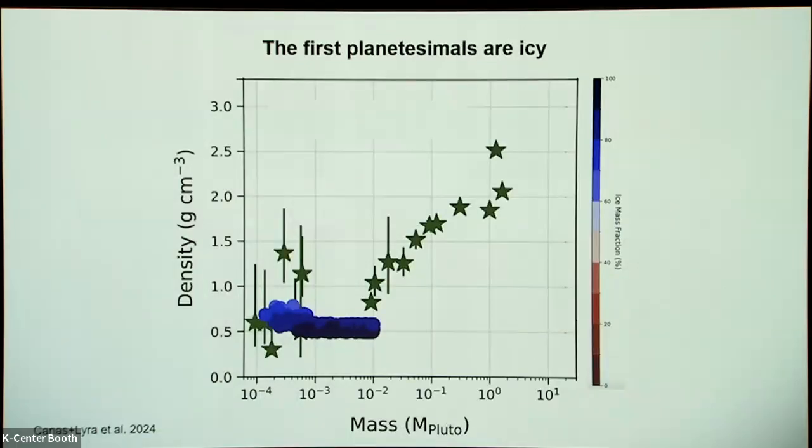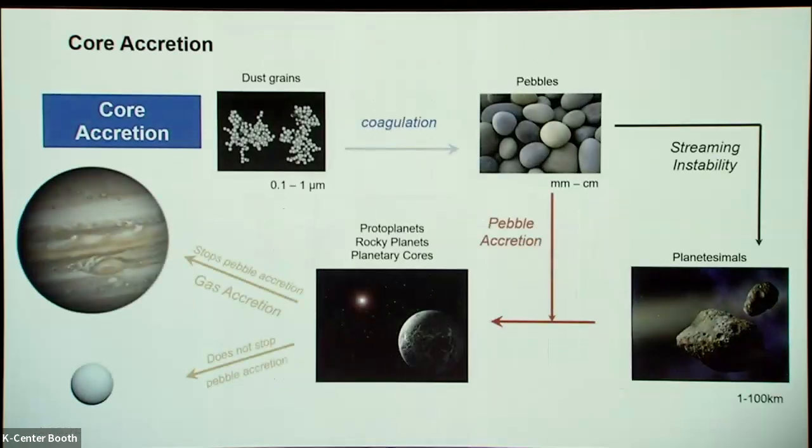So the first planetesimals end up being ice. I'm plotting here the ice fraction. You see that they're mostly icy here. They're mostly formed with the big icy grains. Okay, so once we form the planetesimals, what happens next?